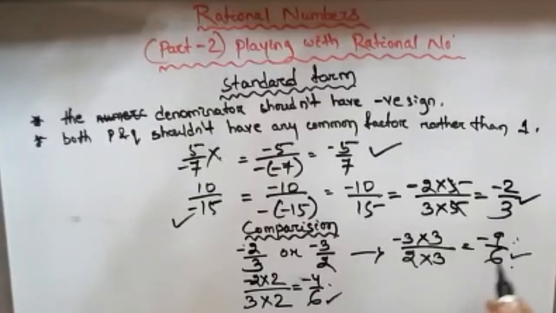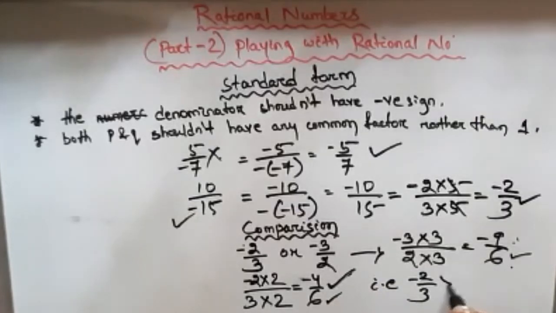From minus 4 and minus 9, which one is greater? Obviously minus 4. So minus 2 by 3 is greater than minus 3 by 2. Like this we will compare. This was only for the comparison. If you have any questions to compare and you can't do that, please write in the comment section. I will try to cover it.